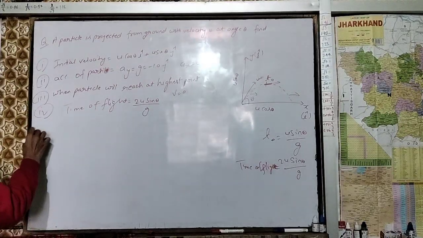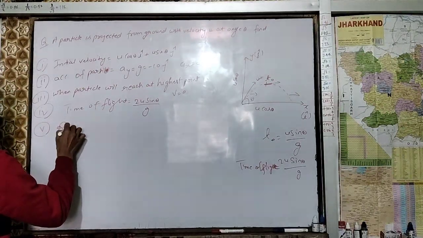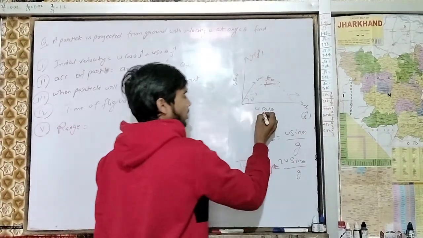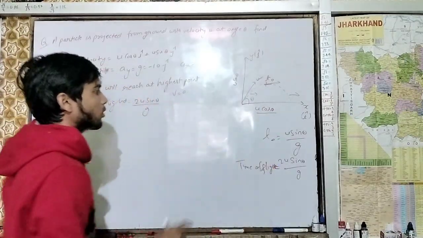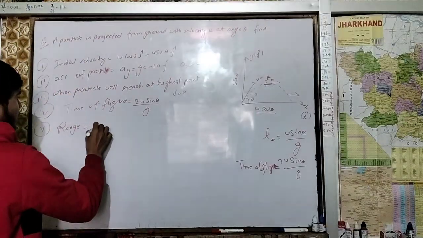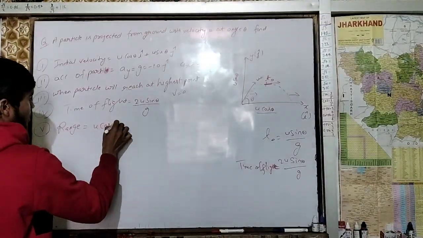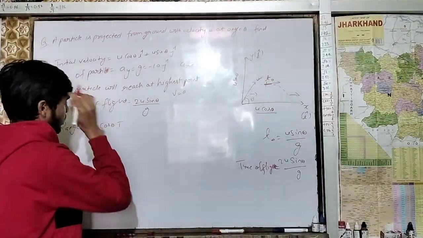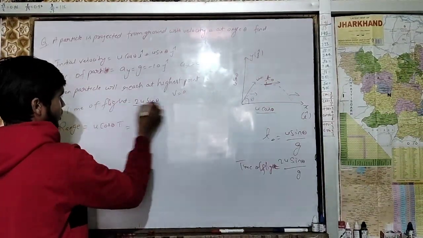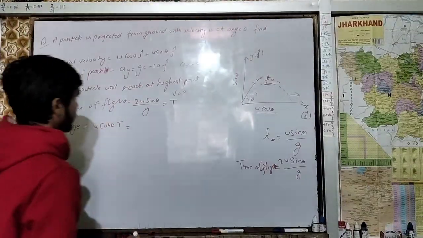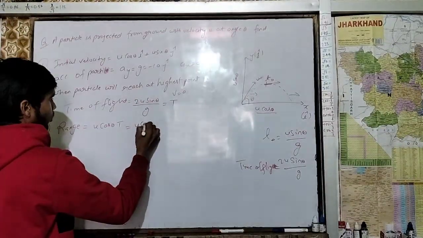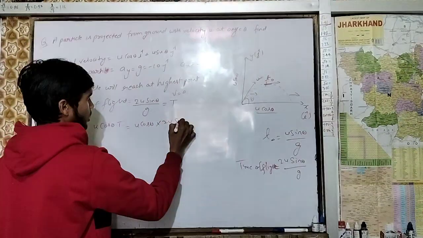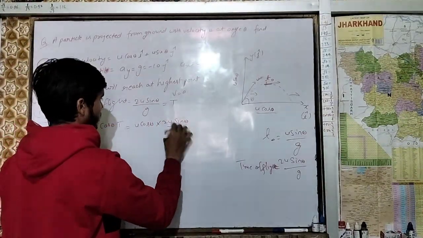So what is going to be the range? Range is nothing but, as we saw in the previous question, u cos theta multiplied by the time of flight. Here t is the time of flight, so u cos theta into 2u sin theta upon z.